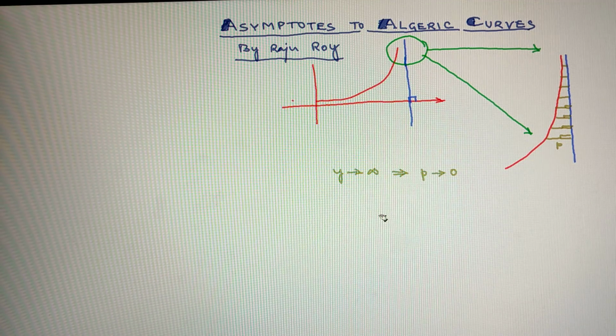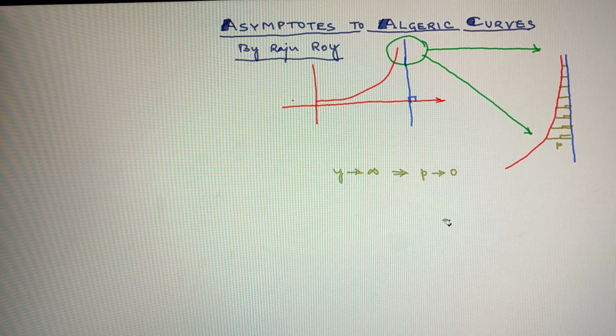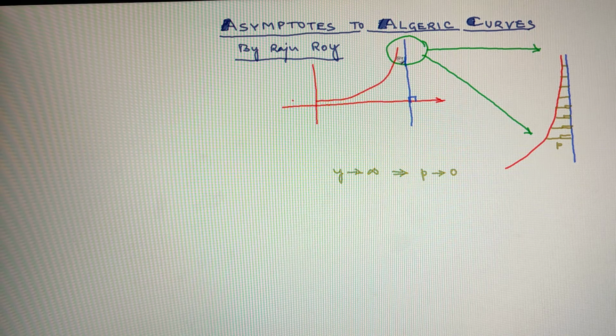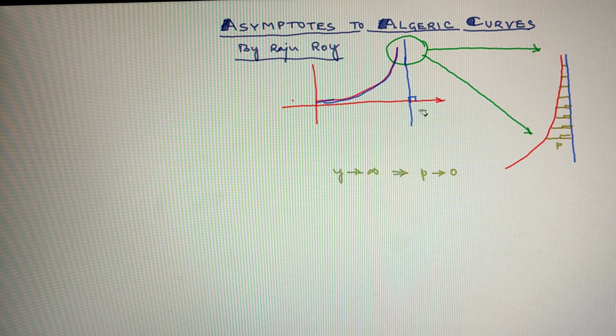So, asymptotes to algebraic curves. What is an asymptote? Suppose you have this curve, in red color, right? This curve. And this is a straight line. This is the y-axis and this is the x-axis.